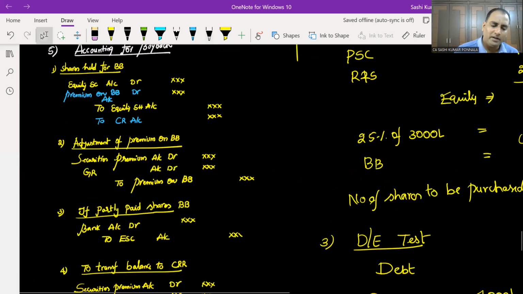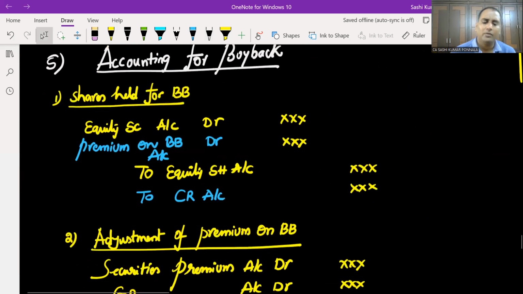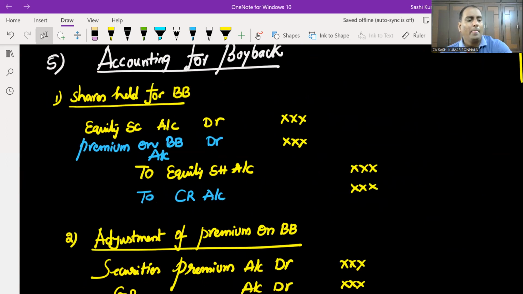And finally, we are entering into the accounting process. Equity share capital shows a credit balance. Now you want to cancel the equity, so for cancellation we have to do the reverse. Equity share capital is credit; if you want to cancel, debit the equity share capital account.